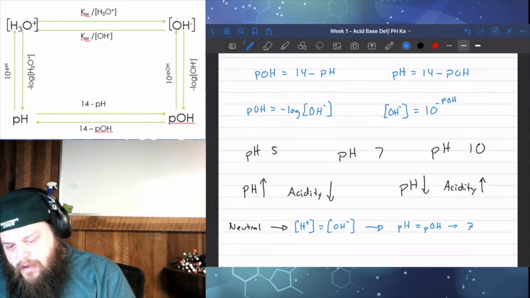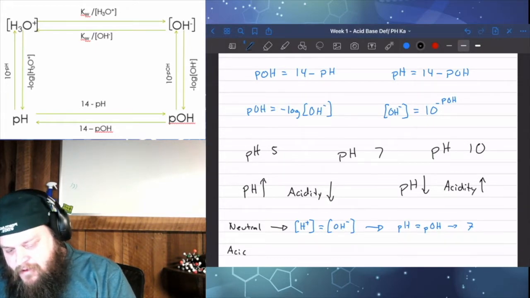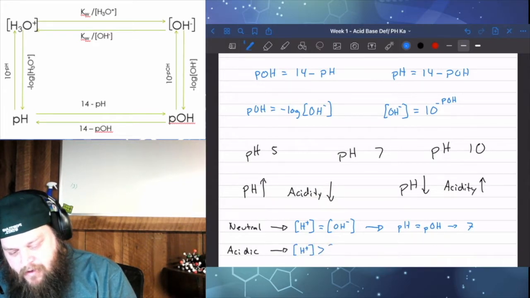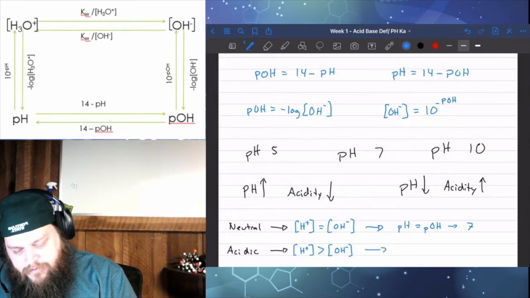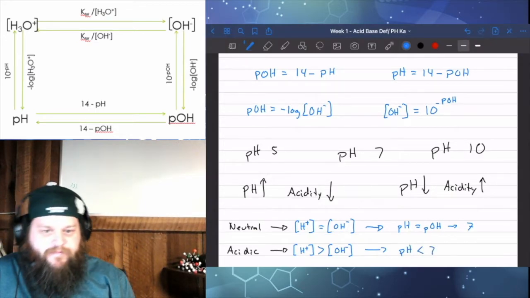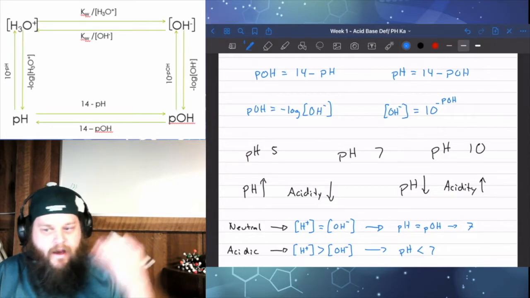Similarly, for something to be acidic, there needs to be a greater concentration of H plus compared to OH minus. This means the pH is going to be lower than 7, which means that pOH is going to be higher than 7.